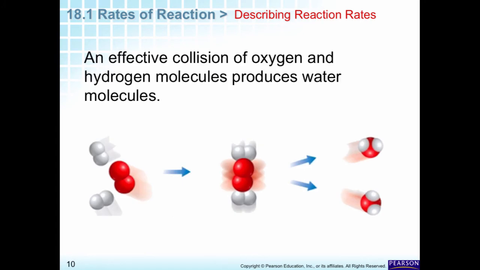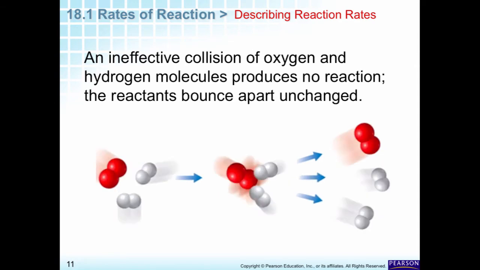So an effective collision of oxygen, the red particles, and hydrogen, the grayish colored particles. So we have O2 and two H2 molecules. They collide and then all of a sudden they come apart and we've got two water molecules. Remember, I like to call that the Mickey Mouse compound. Now, the same thing could have happened, but they all go their merry way because they did not have either enough energy or they weren't in the proper orientation, so no reaction occurred.